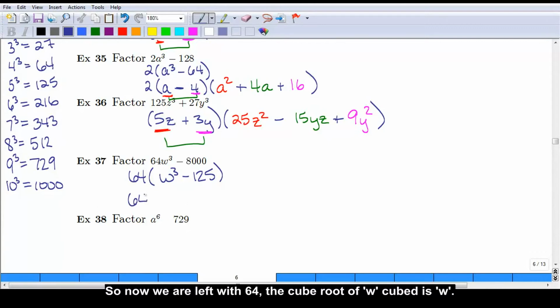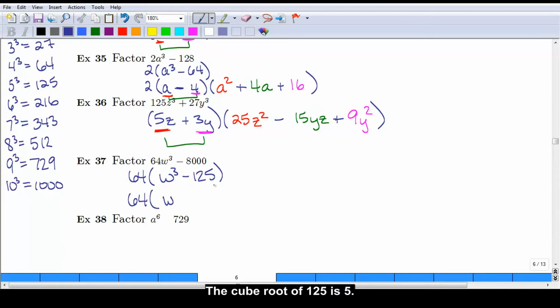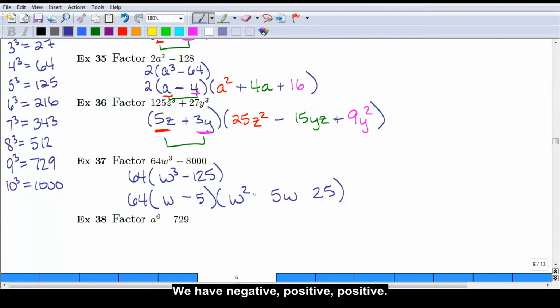So now we are left with 64. The cube root of w cubed is w. The cube root of 125 is 5. We square the first, so w squared. Multiply them together to get 5w. Square the last to get 25. Come through with the signs. We have negative, positive, positive. So same, opposite, always positive.